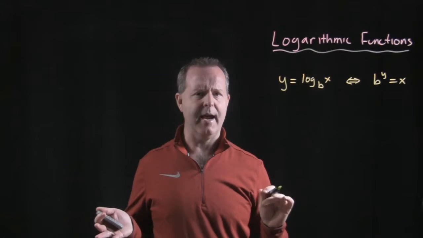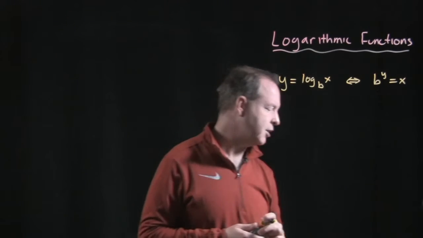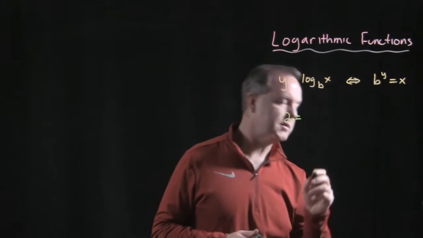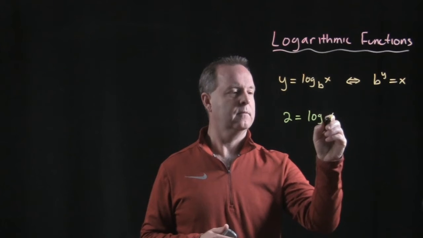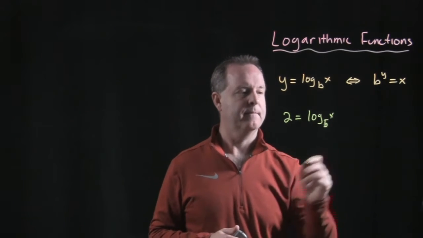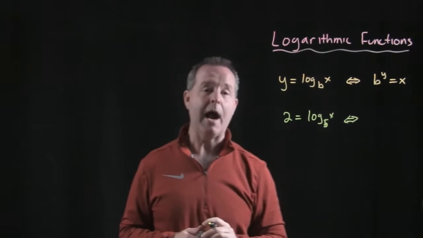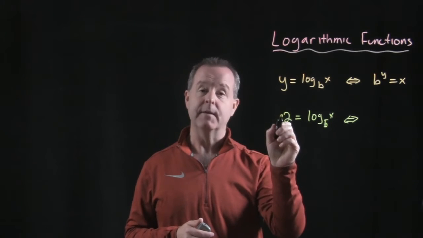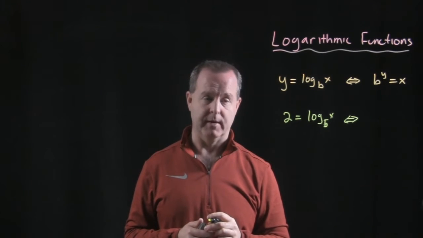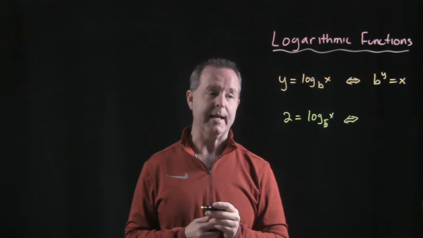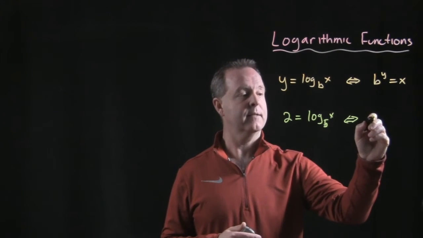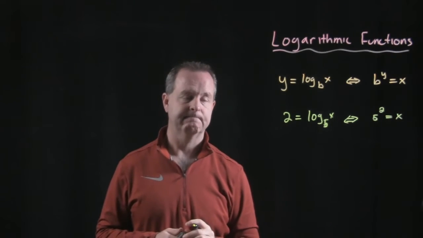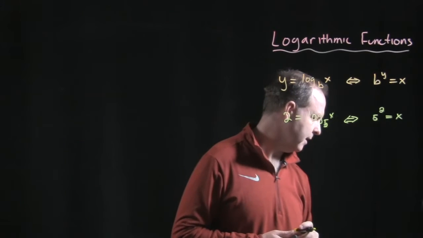So let's just look at a couple examples of just how we kind of go back and forth from each other and what these things look like. So let's imagine that we have 2 equals the log of x base 5. How would we write the exact same thing but just in exponential notation? Now remember, the 2 out in front represents the exponent. The 5 down here represents the base. So this would be the base to the exponent of 2 equals x.